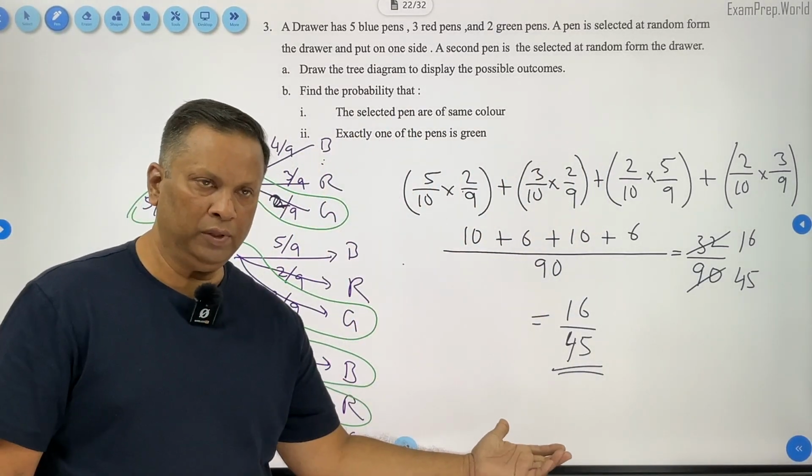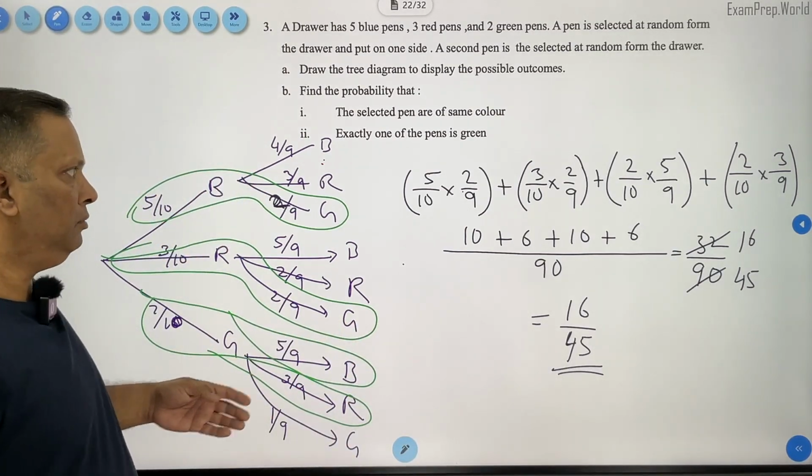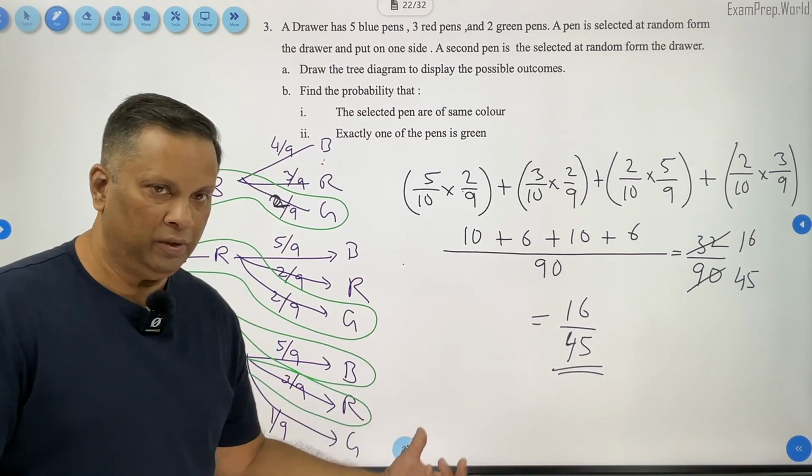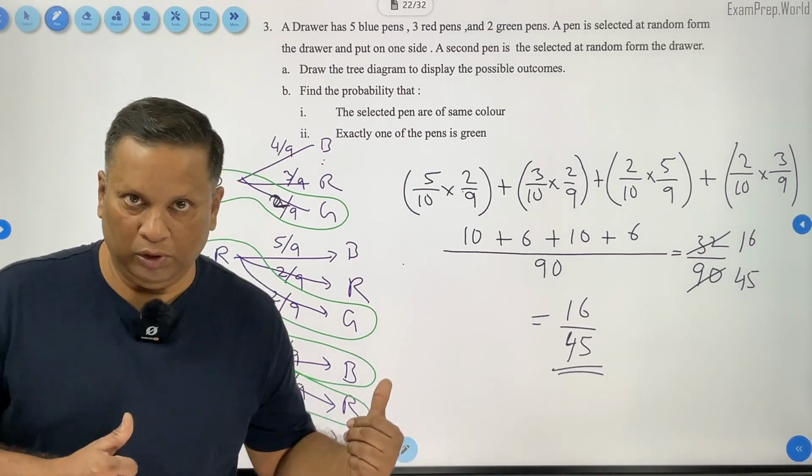Right? You have understood this one? We have completed a tree diagram. We calculated the required probability. Okay. Pause the video at this place. I am moving away from the screen. Note it in your notebooks.